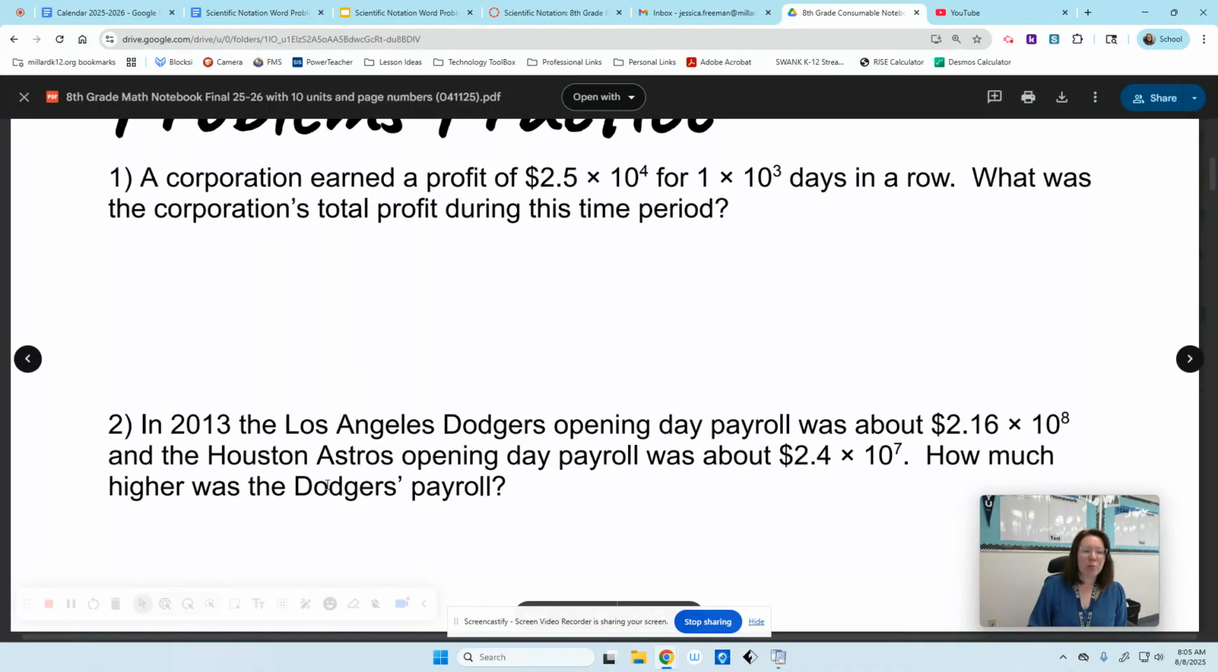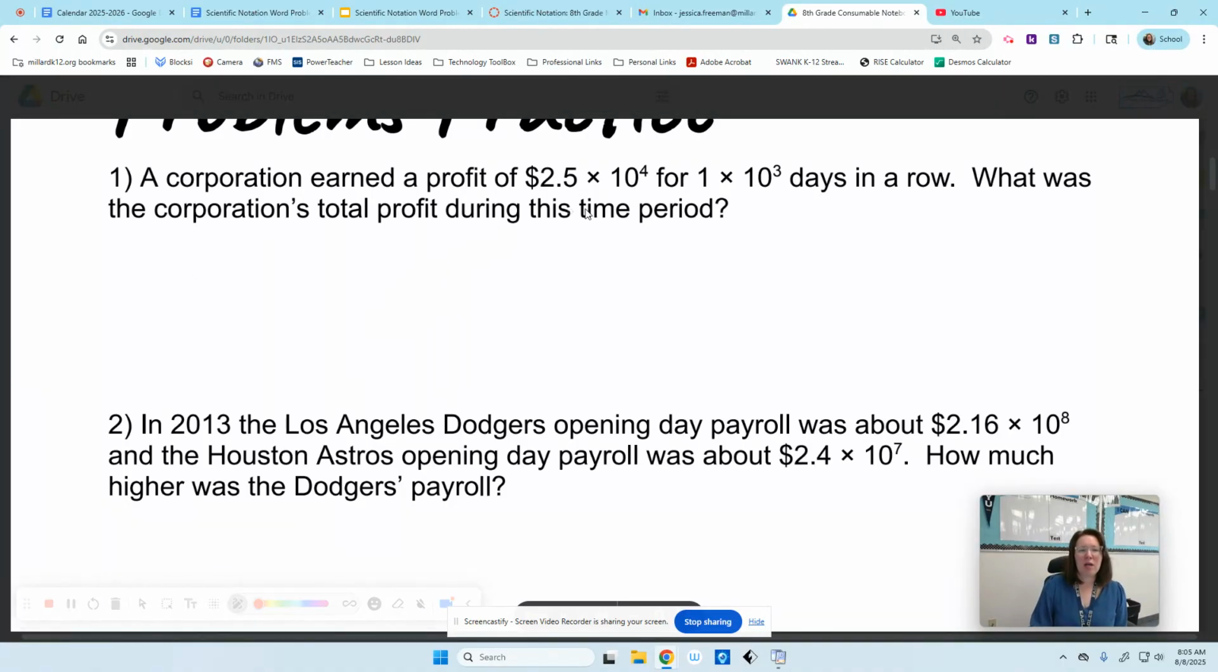A corporation earned a profit of this much for this many days in a row. So every single day they earned this much money. That's a lot of money. What is the company's total profit during this time period? You're going to multiply, because it's every single day over and over and over again that they're getting this same amount of money. So multiply. And when you need the answer, again, you can literally type 2.5 times 10 to the 4th times 1 times 10 to the 3rd to get your answer.